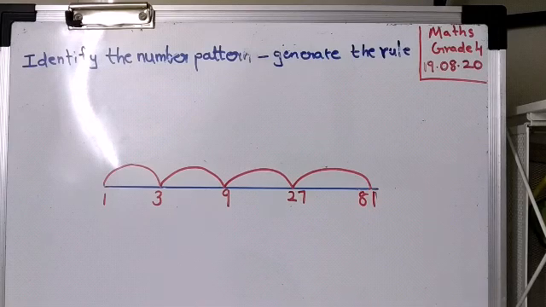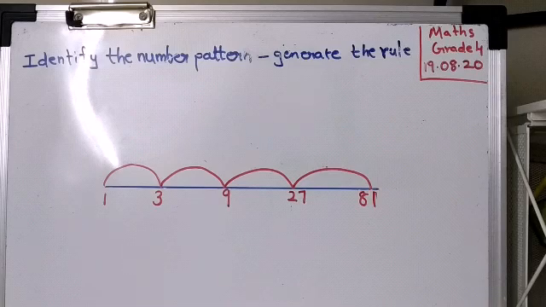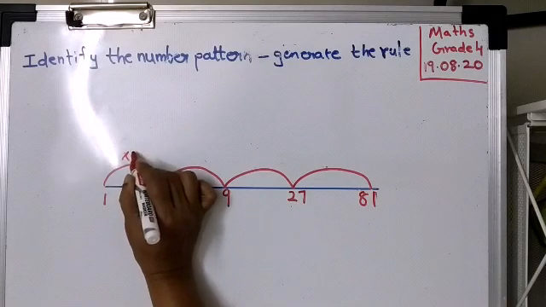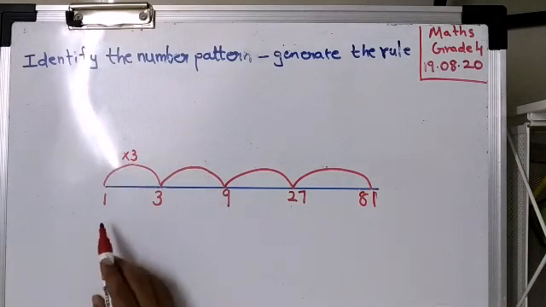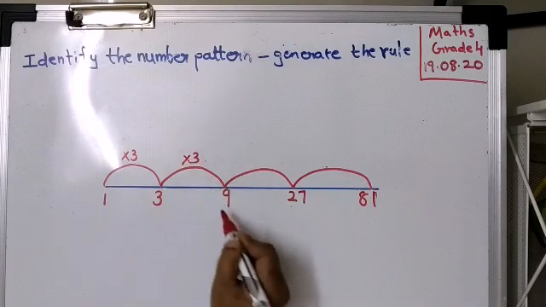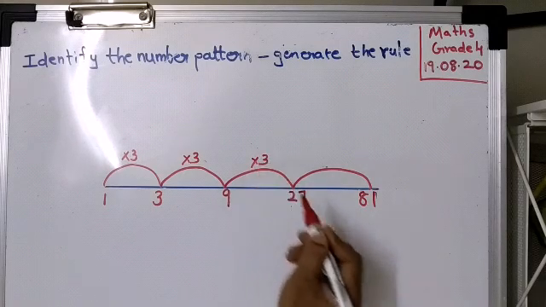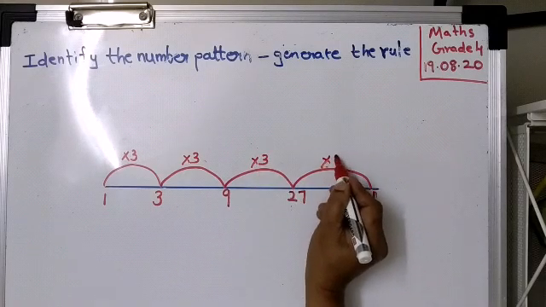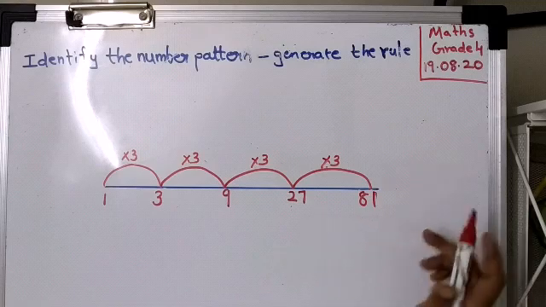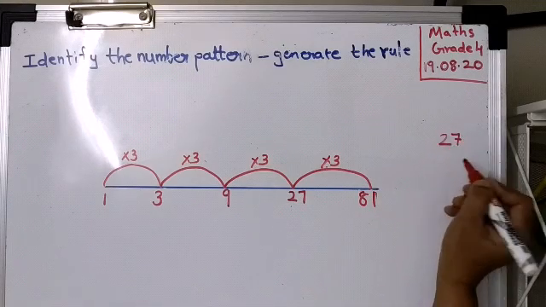So children, let's see the next example. Yes, look at this number line children and tell me what number pattern is this? I told you children, I said that our next example is to be multiplication, right? So look at this children, 1 into 3 is 3, 3 into 3 is 9, 9 into 3 is 27, 27 into 3 is 81. Right? Now children, if you cannot multiply, you can always do your working here.